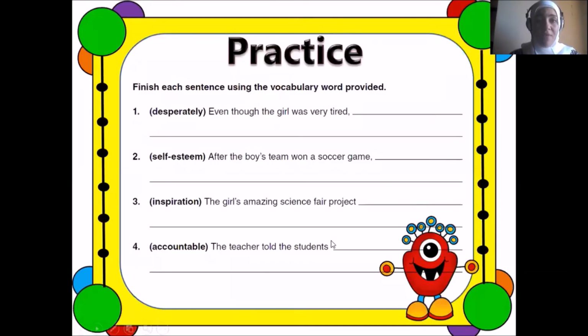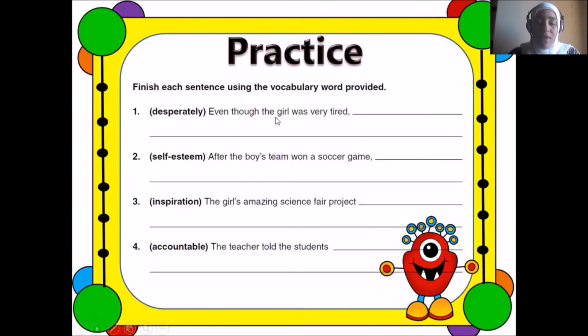So now that we have explained the meaning of the words, it's time to practice them. Practice using them. Finish each sentence using the vocabulary word provided. So here, if you notice between parentheses, we have one of the vocabulary words, and we have to complete the sentences using the word in between parentheses.